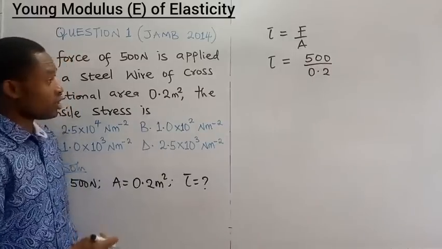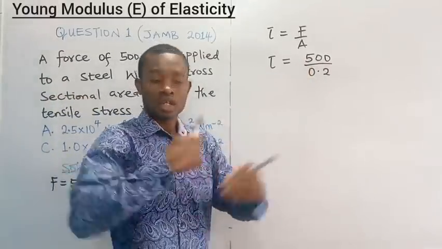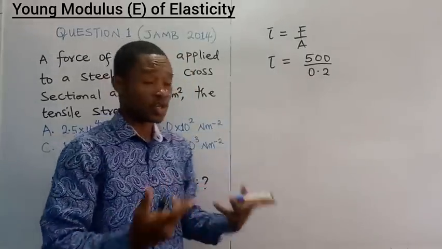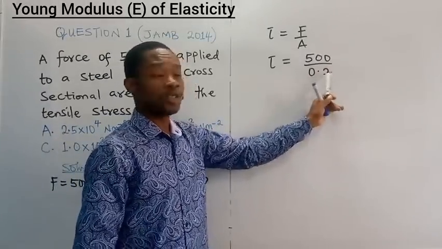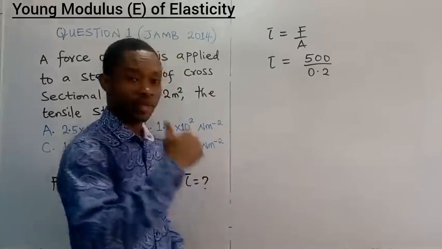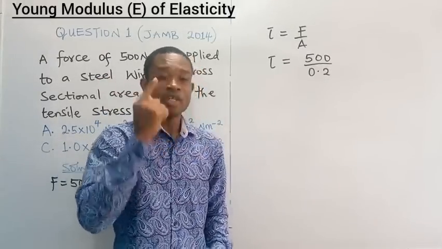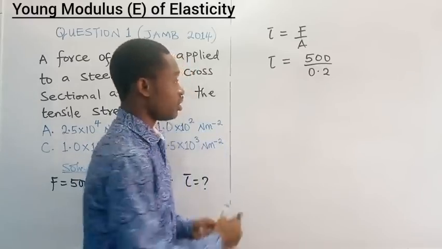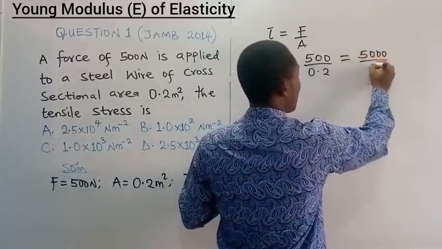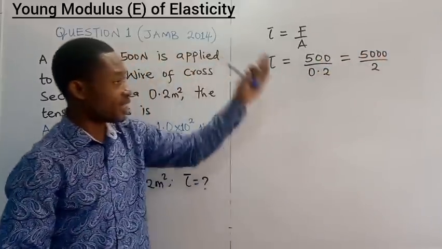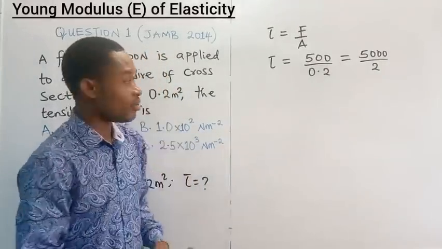Now, how do you solve this assuming there is no calculator available? As long as you have a decimal number here, convert the terms you have there to whole numbers as much as possible. Looking at this, 0.2 has only one decimal digit, so you multiply the numerator and denominator by 10. Doing that, it means this is the same as 5,000 divided by 2. Multiply 500 by 10, you get 5,000. 0.2 by 10, you get 2. So with this, I can now reduce the whole number.